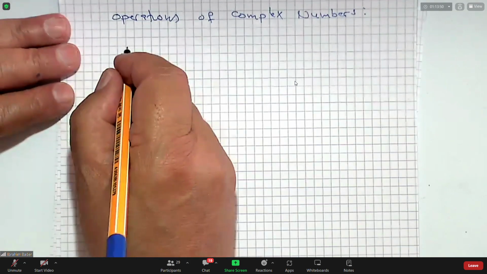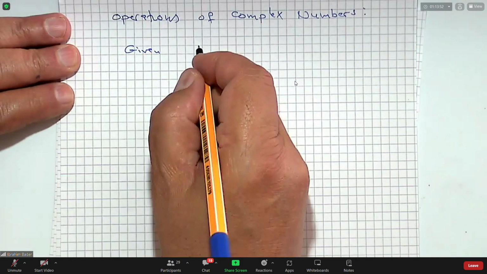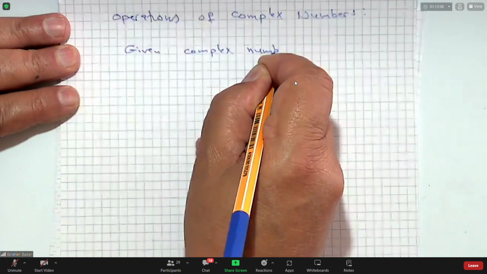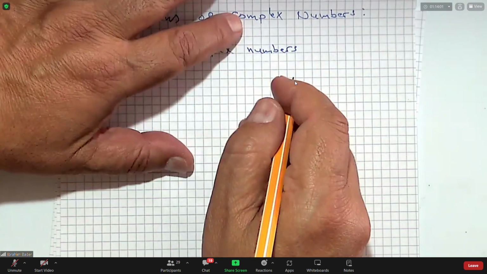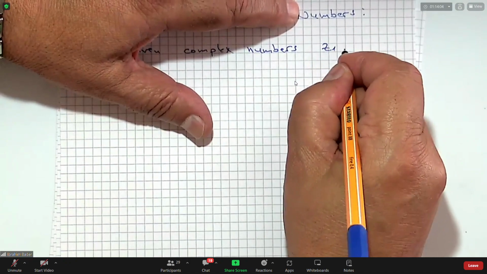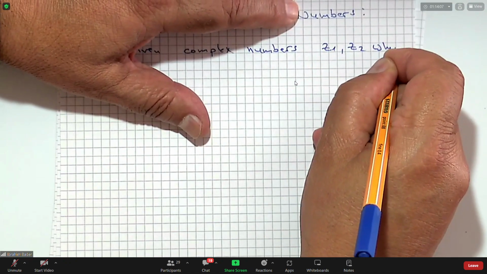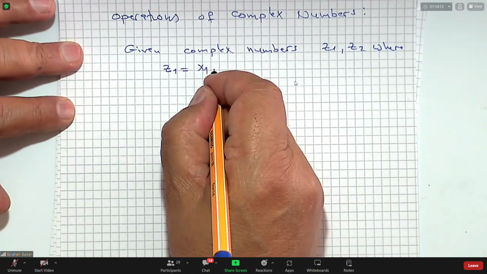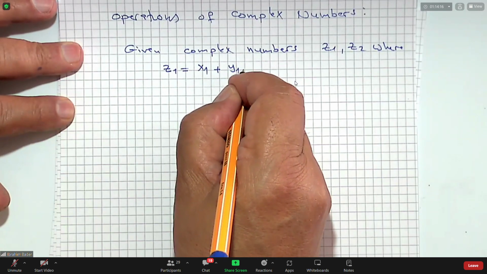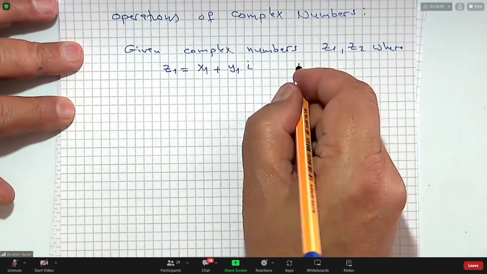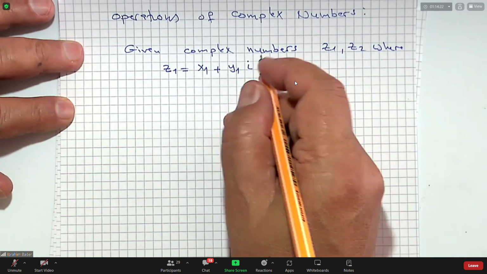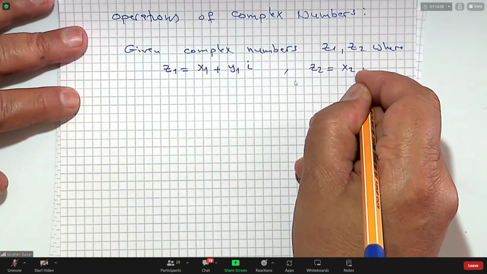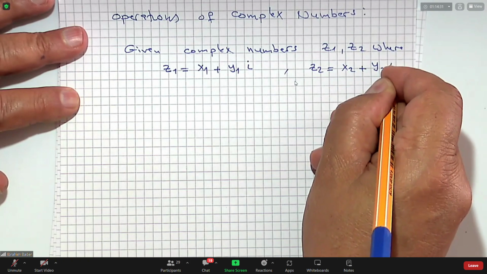Okay, so given complex numbers, let's just call them Z1 and Z2, where we break each one down to its two components. Z1 equals X1, its real component, plus Y1 times I. It doesn't make any difference if you write I before or after, but sometimes this order is better. Z2 has X component X2 plus Y2 times I.